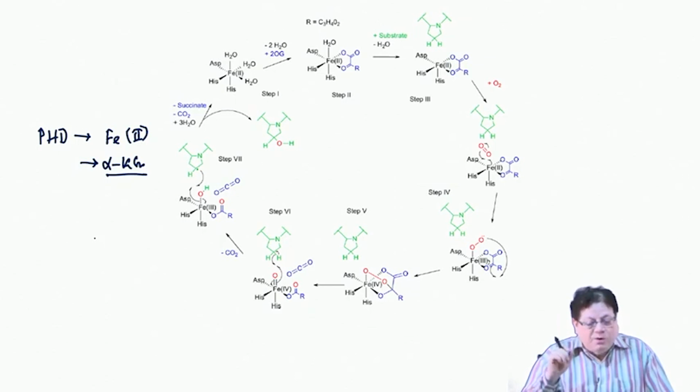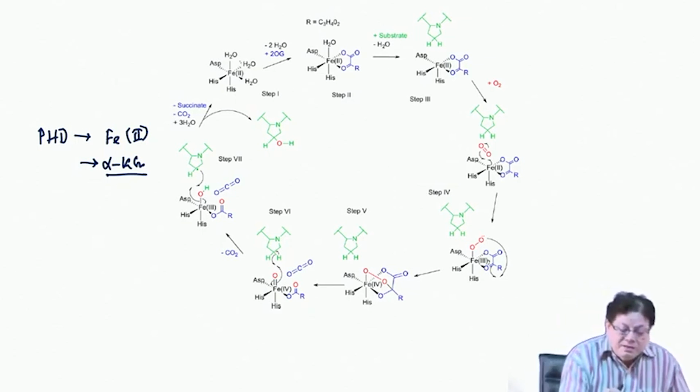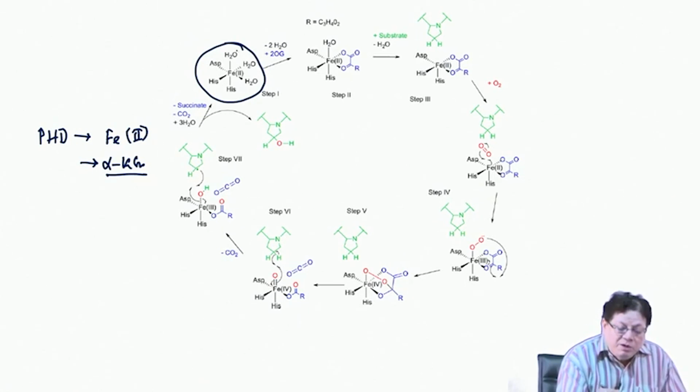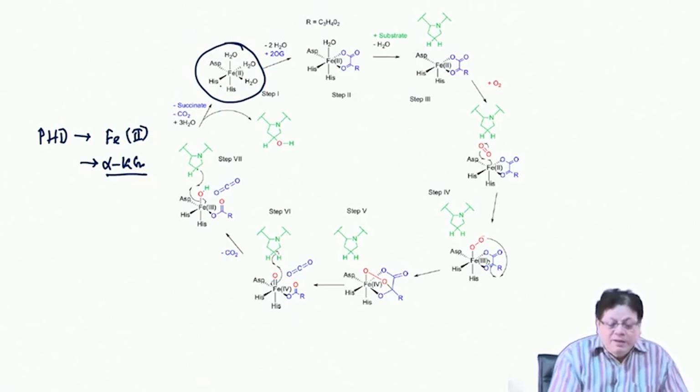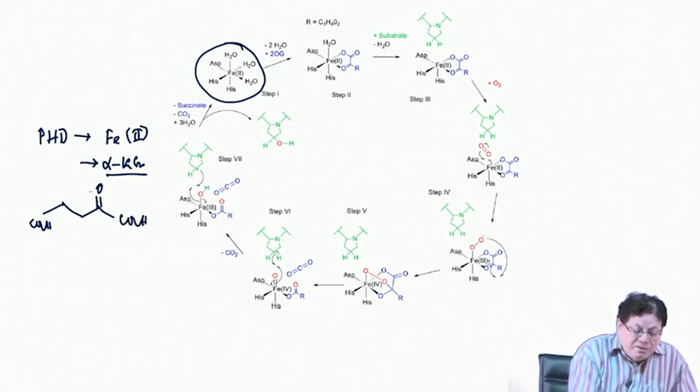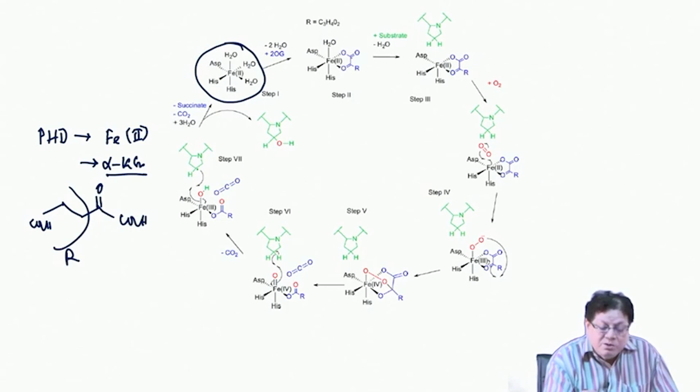Now, how is it formed? First, this is the resting state of the enzyme and the cofactor, that is the iron. It has 3 water molecules as ligands and aspartate, histidine and histidine. Then alpha ketoglutarate, which is basically CO2H, then CH2CO, CO2H. This part you can write as R. So, this becomes RCO-CO2H.